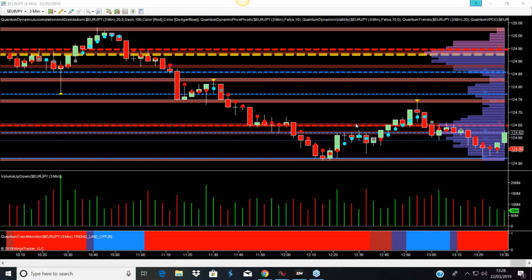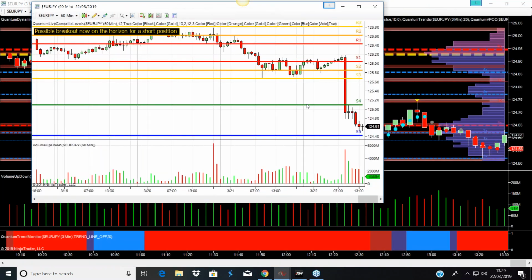Back on the 3-minute chart of the euro yen, and what's interesting, as we can see here, is a little hammer candle under here with a reasonable amount of volume. Just moving back here where we had some buying, we had the bounce off this level, which is about 124.40, which is pretty close to the S5 over here on the Camarilla. These levels, you have to be a little bit flexible with them.